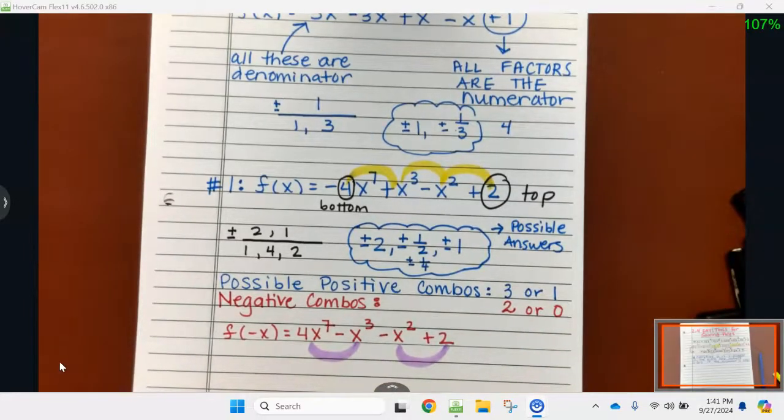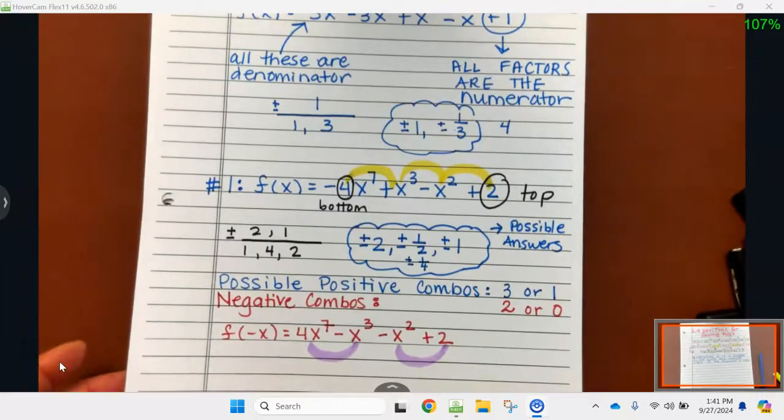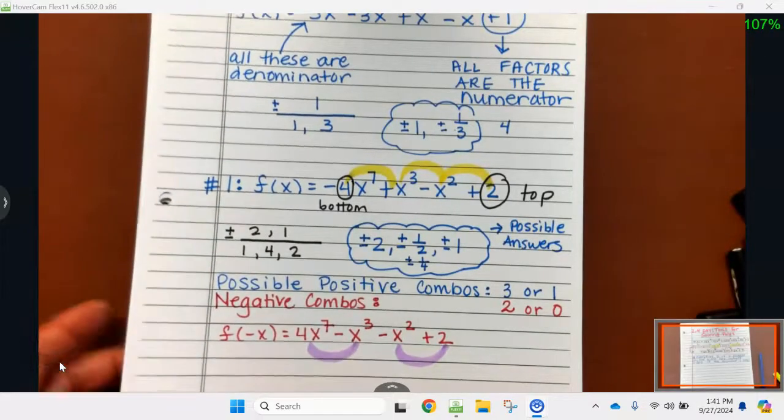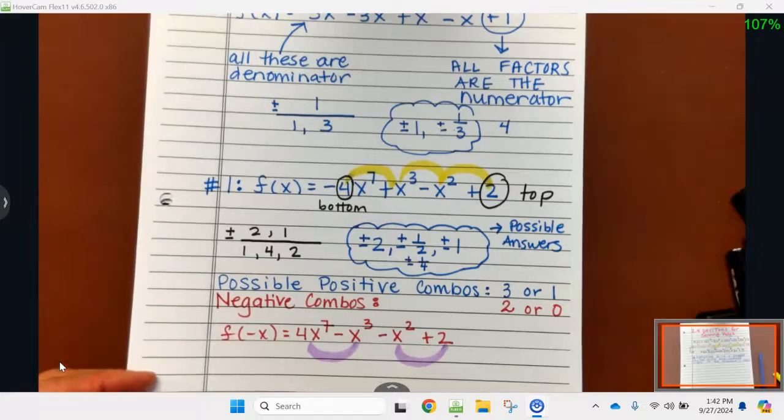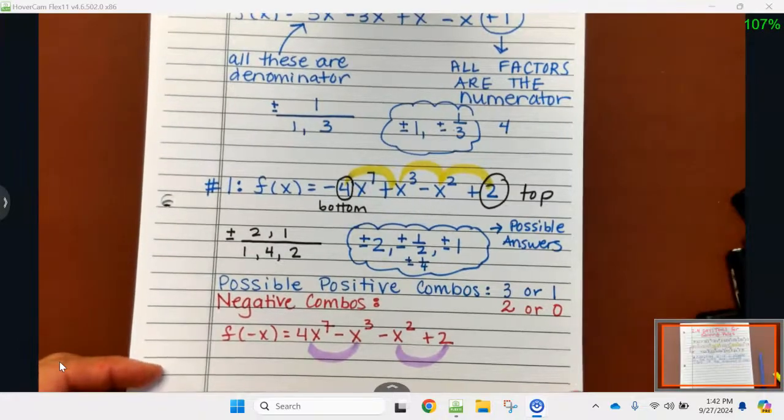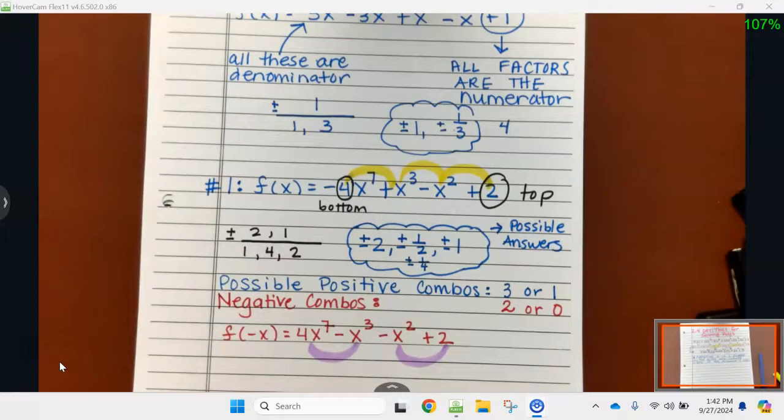All right, good. So your homework is just going to be the rest of page 32. You're going to find the possible zeros, and then you are going to determine the number of negative combos and the number of positive combos.